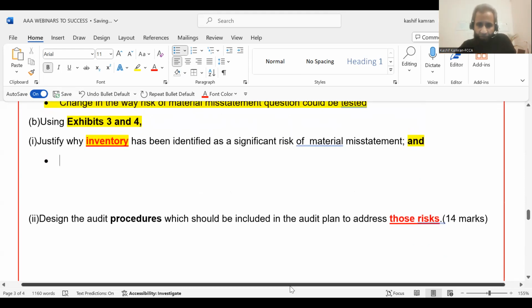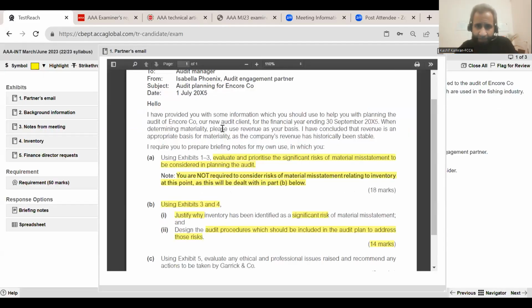Okay, let's go back to the scenario. In this question, you need to set materiality on revenue. It is written here: when determining materiality, please use revenue as your basis. So over here, we need to use revenue as our basis. And it is mentioned here that it is a new audit client. So if it's a new audit client, we'll use the lowest level of materiality. That is what we need to focus on.